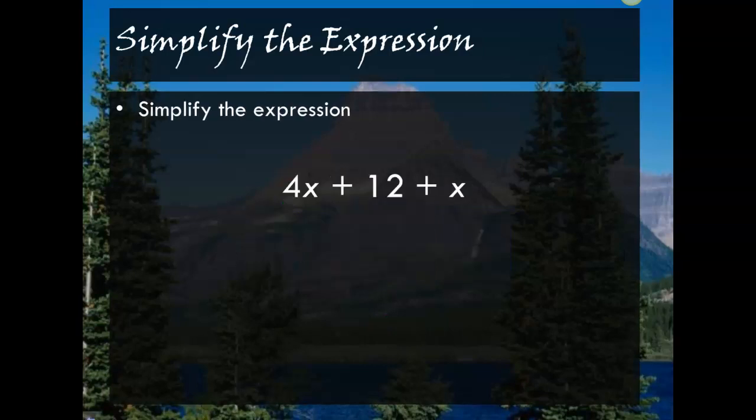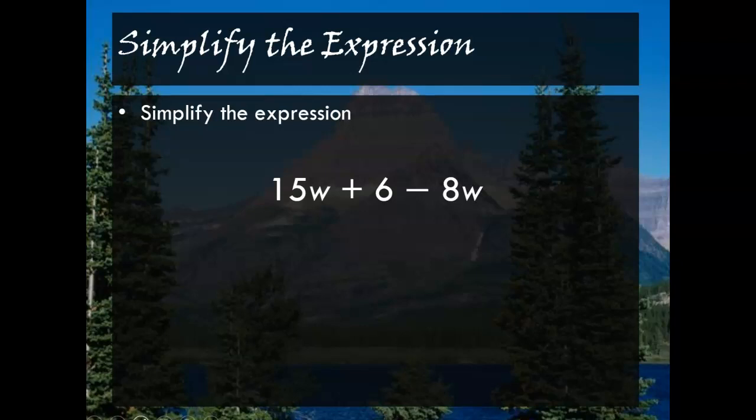Let's try another example. In this expression, we will simplify 4x plus 12 plus x. 4x and x are like terms because they contain the same variable raised to the same power, but 12 is a constant, so it is on its own. We can combine 4x plus x by adding their coefficients. Since x is by itself, we know that the coefficient is 1. 4x plus 1x equals 5x, and we also have our constant of plus 12.